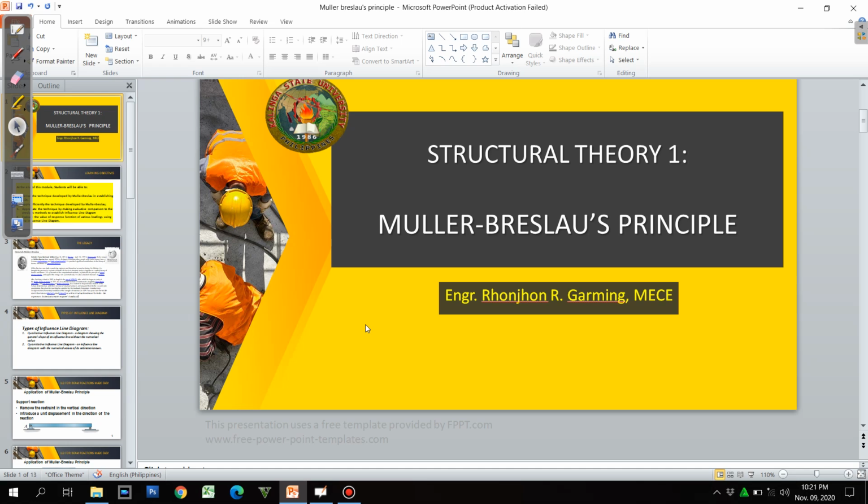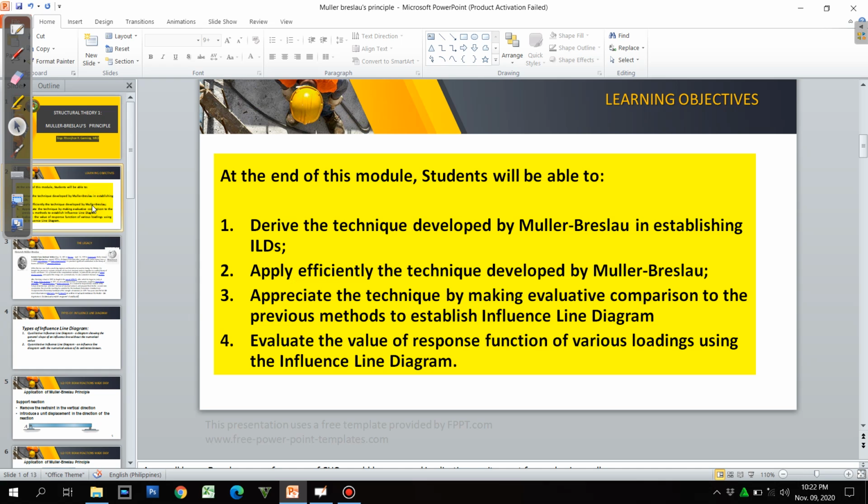So this time we are going to discuss the Mahler-Breslau's principle, wherein the procedure is a simplified version of the combined tabular method and equilibrium method in establishing the influence line diagram for beams. So for our learning objectives, at the end of this module, you will be able to first derive the technique developed by Mahler-Breslau in establishing ILDs.